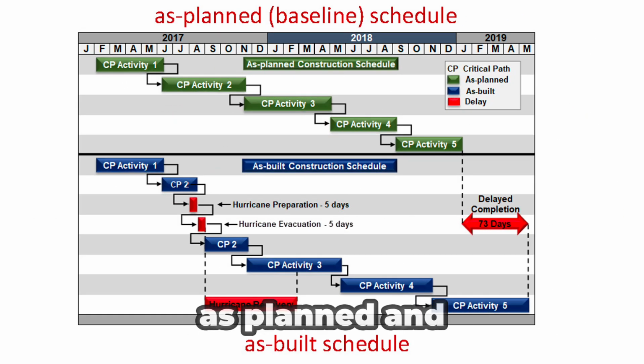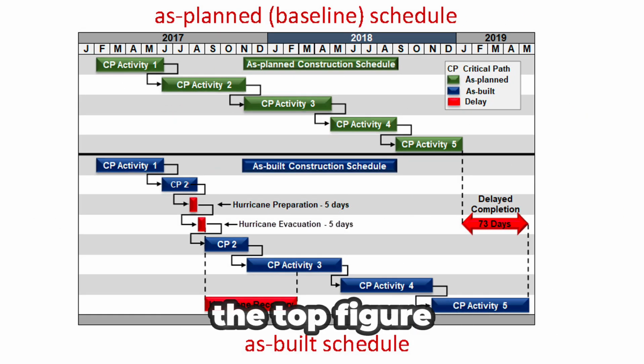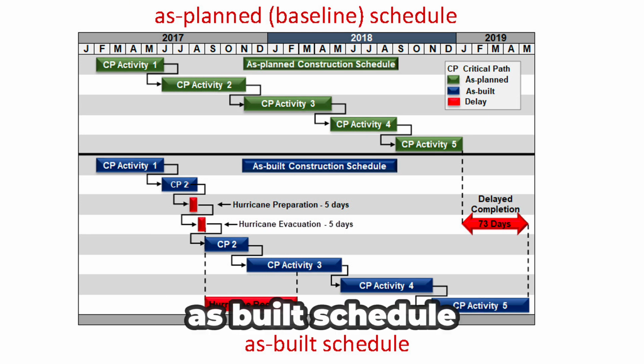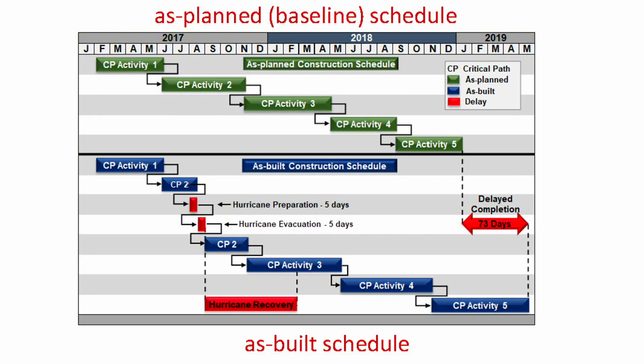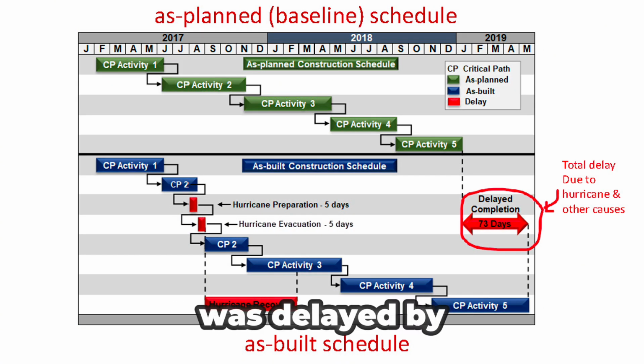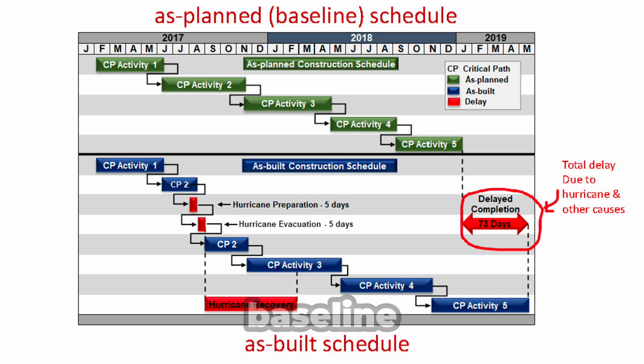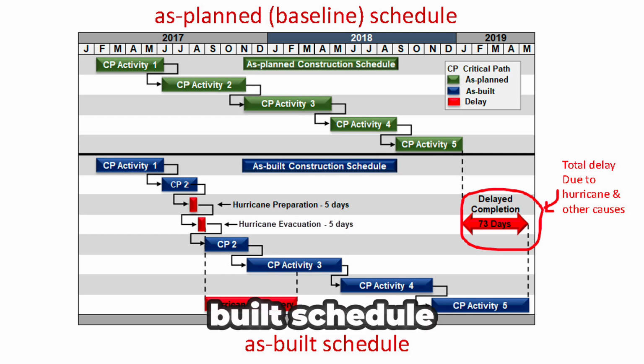This is an example of an as-planned and as-built schedule. The top figure shows the as-planned schedule in green, which represents the original plan, while the bottom figure is the as-built schedule in blue and red, which reflects the actual work done and when it was performed. As you can see, the project was delayed by 73 days, which is the gap between the finish of the last activity on the baseline and the as-built schedule. Now, we need to figure out why this project was delayed.